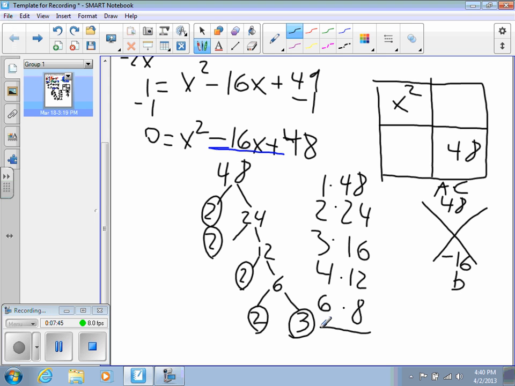Now, 48 is positive. That means that I'm looking for two numbers with the same sign.